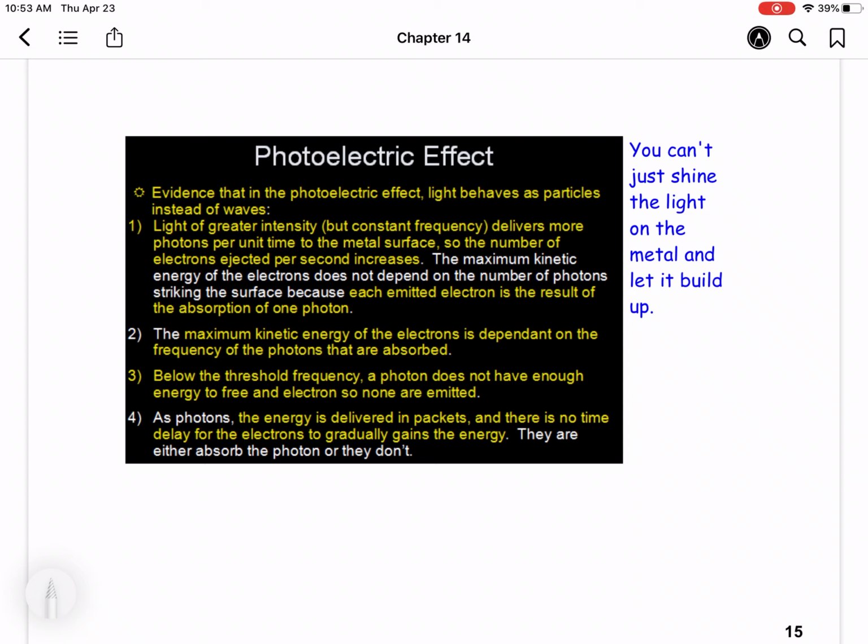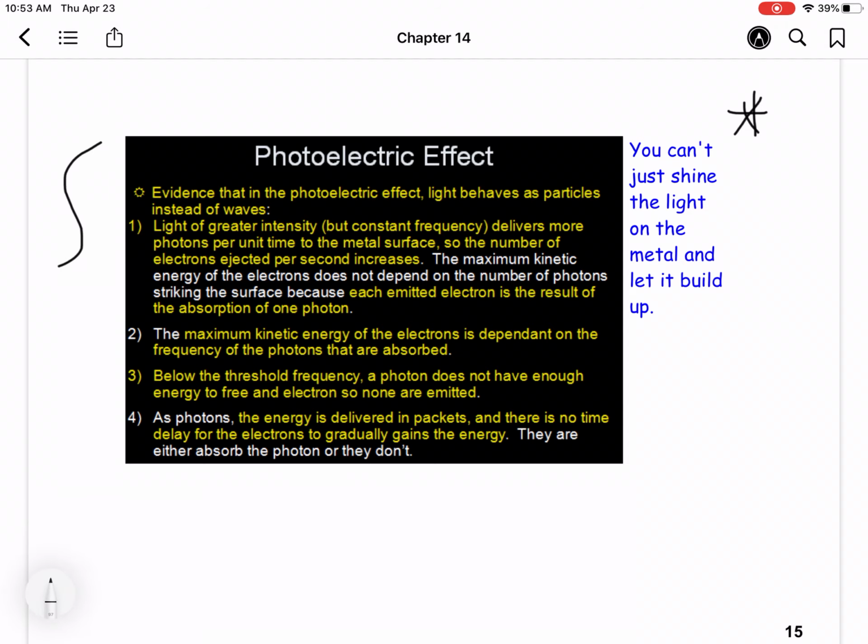Okay, again, please note that this can't just build up. If the red light is shone on this metal, it doesn't matter how long you shine it, it'll never, ever release an electron. Just because those individual packets, those individual quantized photons don't have enough energy to release an electron. Okay, so this is the photoelectric effect.